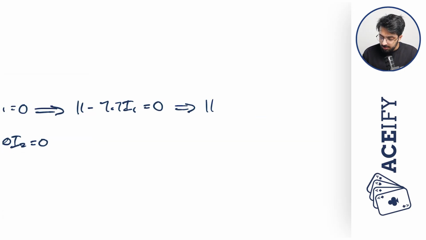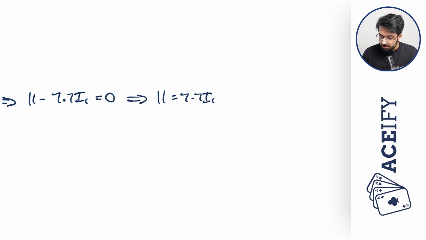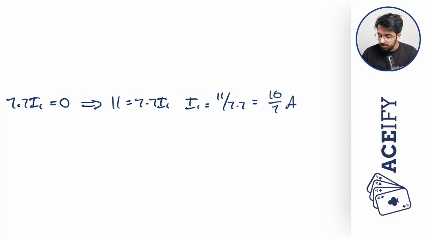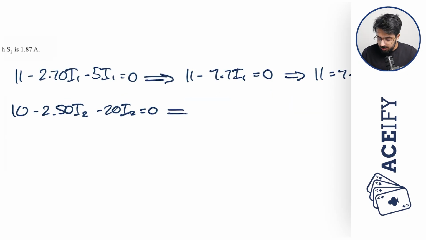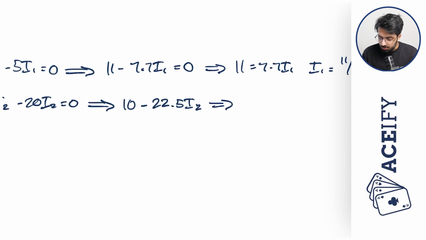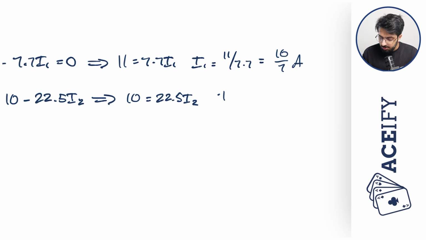And so therefore, from here, we can say that 11 minus 7.7 I1 is equal to 0, and so therefore 11 is equal to 7.7 I1, and so therefore I1 is equal to 11 all over 7.7, and that's equal to 10 divided by 7 amps, okay? Keeping it in fraction form in order to keep whole values. And so therefore we can do the same for this, and we get 10 minus 22.5 I2 is equal to 0, so 10 is equal to 22.5 I2, and so therefore I2 is equal to 10 divided by 22.5 amps, keeping it in fraction form in order to keep whole values.